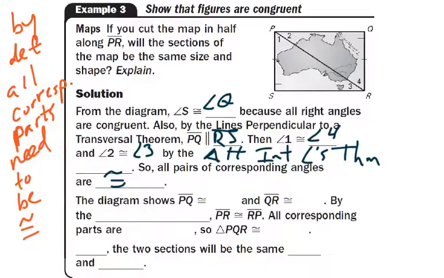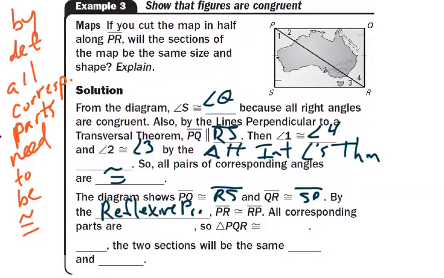The diagram shows that PQ is congruent to segment RS. Segment QR is congruent to segment SP. So by the reflexive property, segment PR is congruent to segment RP. So that is congruent to itself. All the corresponding parts are congruent. So triangle PQR is congruent.